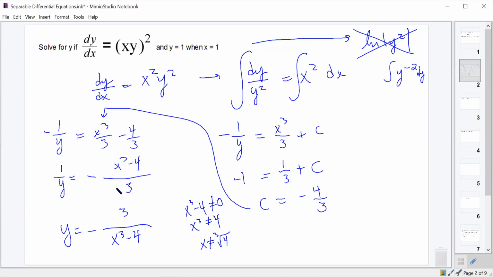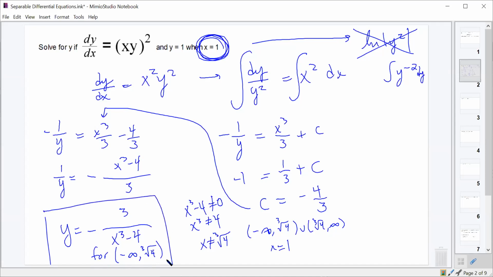the domain of this whole function should be -infinity to the cube root of 4 union cube root of 4 to infinity, but we only pick the single piece that includes x equals 1. Right? And so x equals 1 falls between -infinity and the cube root of 4. So we'll say this is for -infinity to the cube root of 4. We still have to worry about the interval of validity for the separable ones. Good or no?